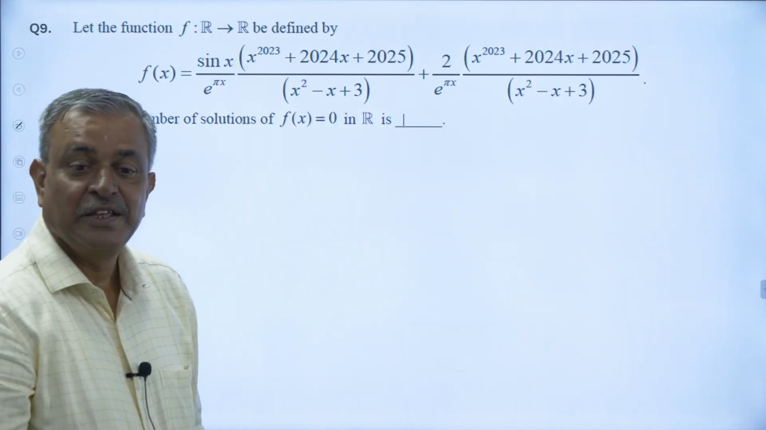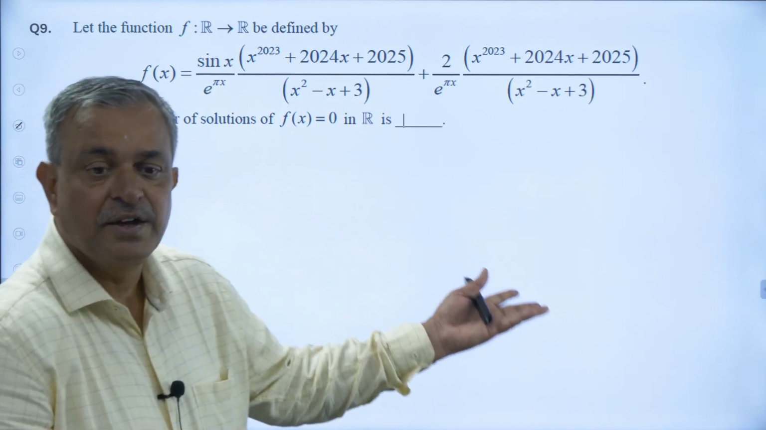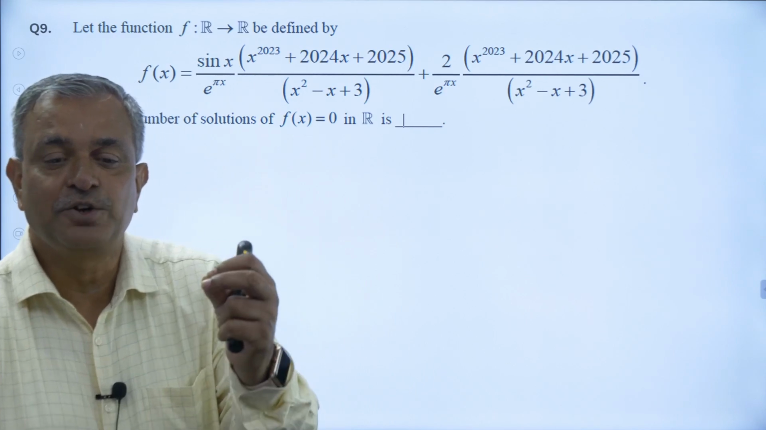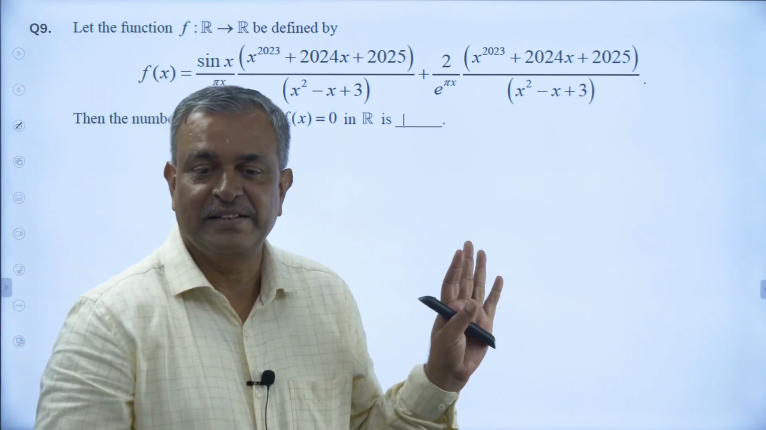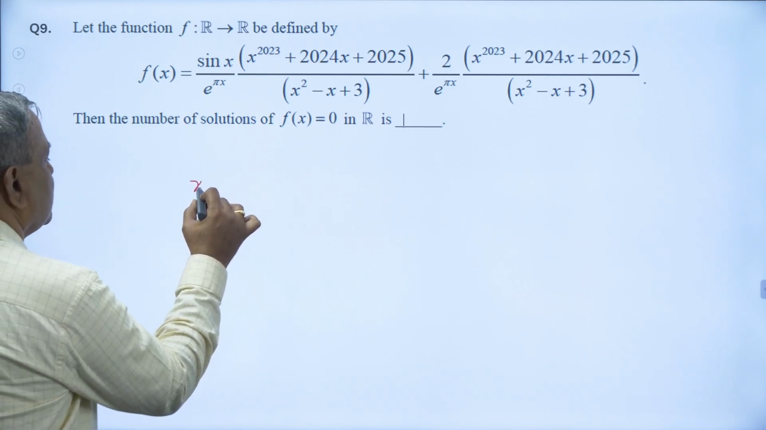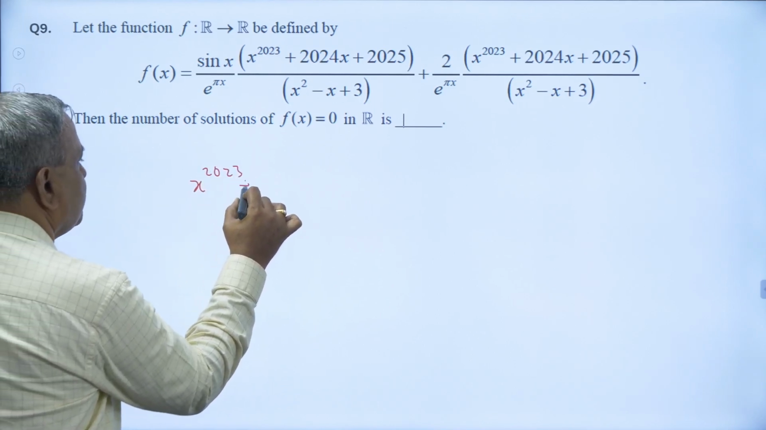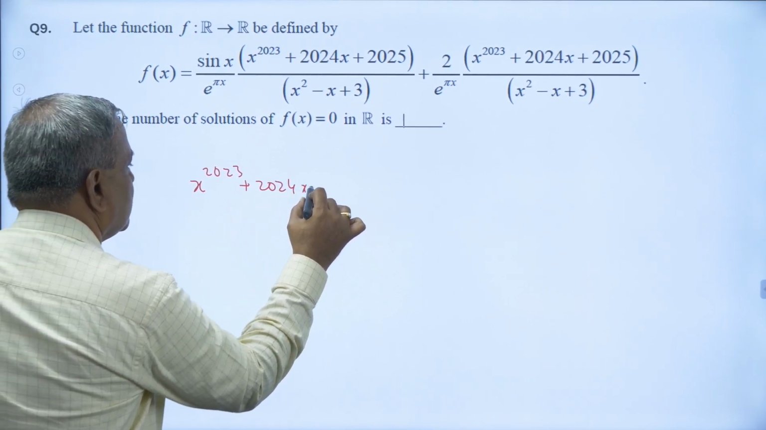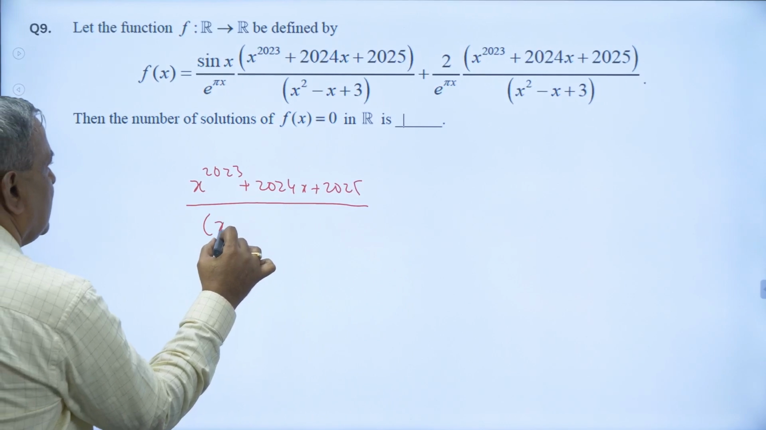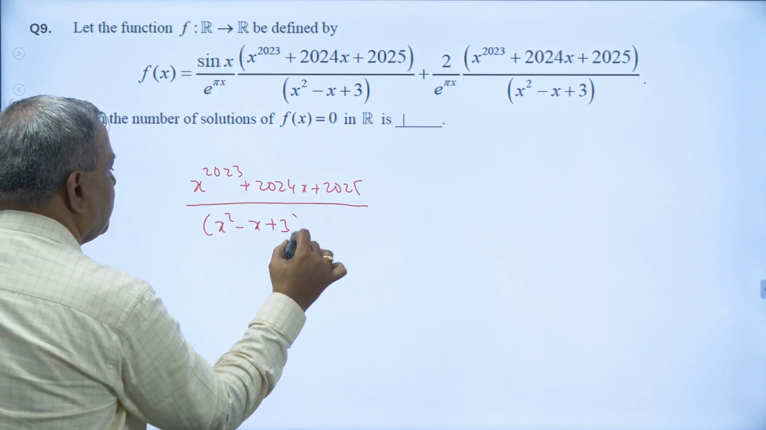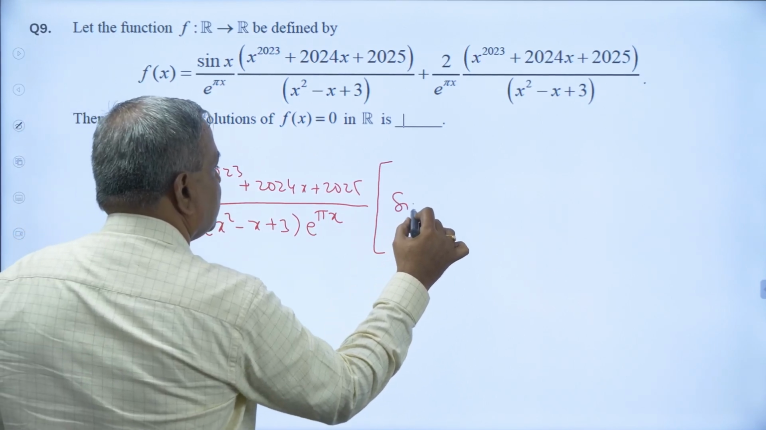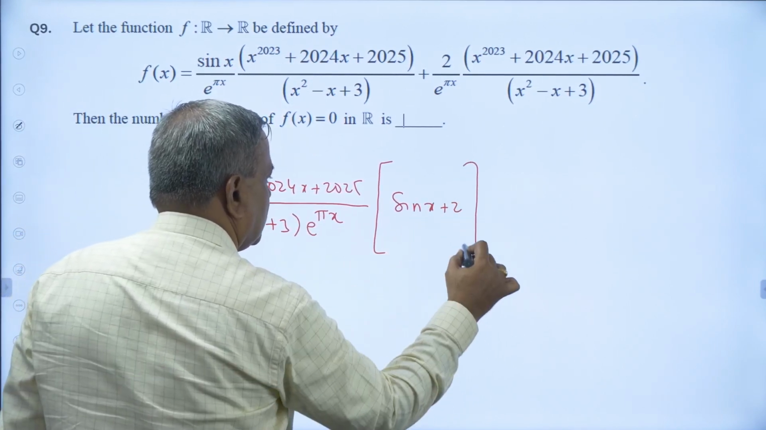By seeing this, students were scared of how to do the question, and the question is hardly 15 to 20 seconds. You observe it. What is common? Common is x to the power 2023, 2024x, 2025 divided by x square minus x plus 3 into e to the power pi x. What is left over? Sin x plus 2 equal to 0.